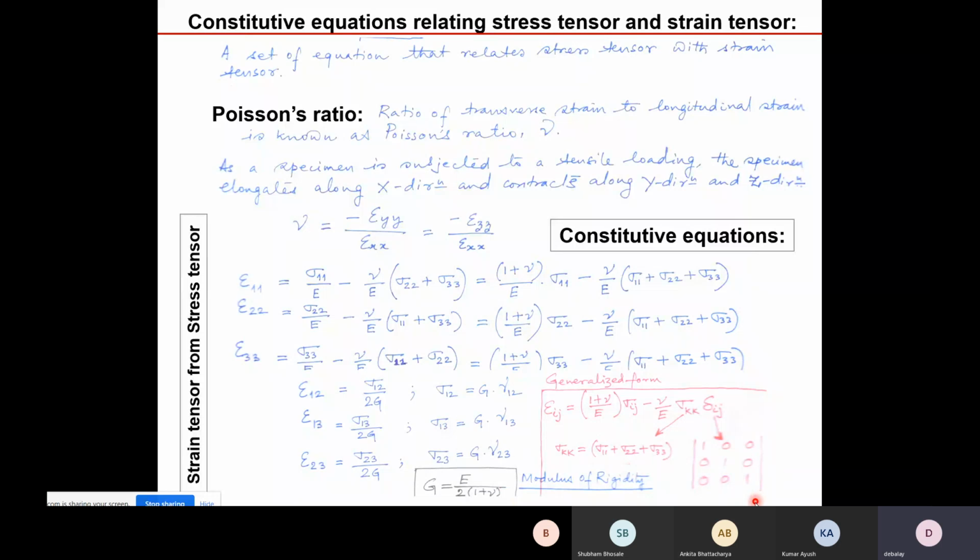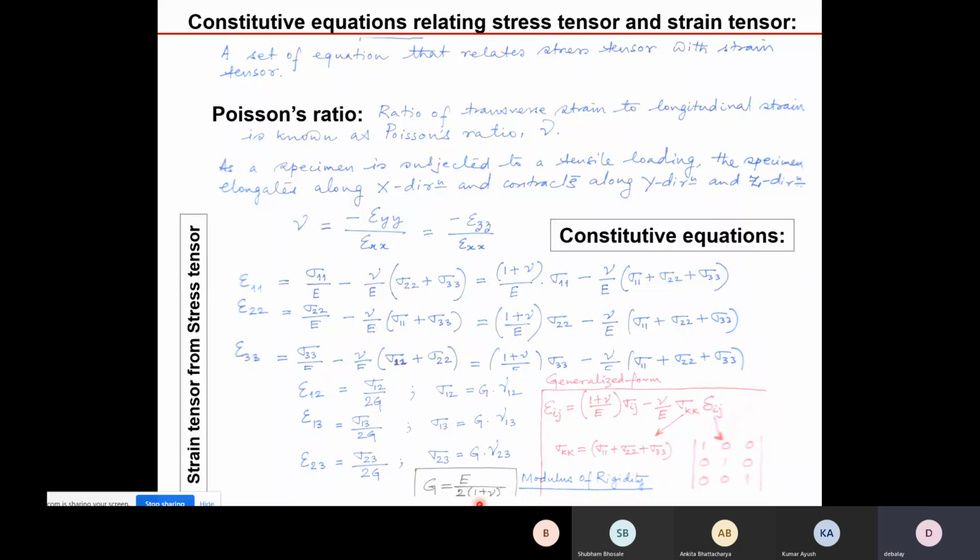0, 0, 0, 1. That means when we are considering normal stress and strain, the second part of the expression, minus nu by E sigma kk delta ij, will be there. You see, when normal stress and strain are related, the second term is there. Whereas when shear stress and strain are related, that part is not there. So for those, this value is 0. And if I take epsilon 12 equal to 1 plus nu by E sigma 12.